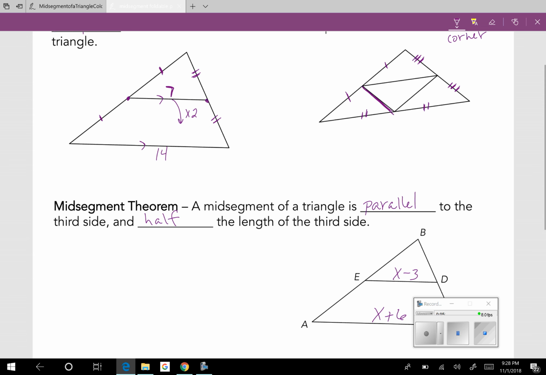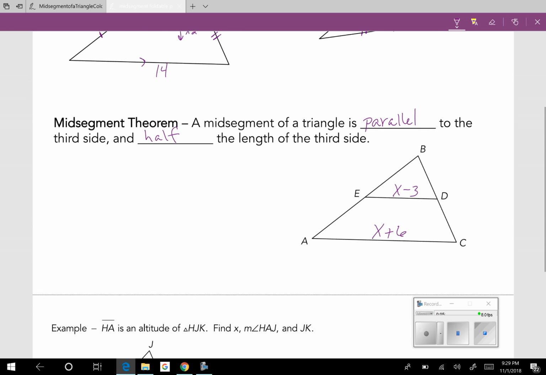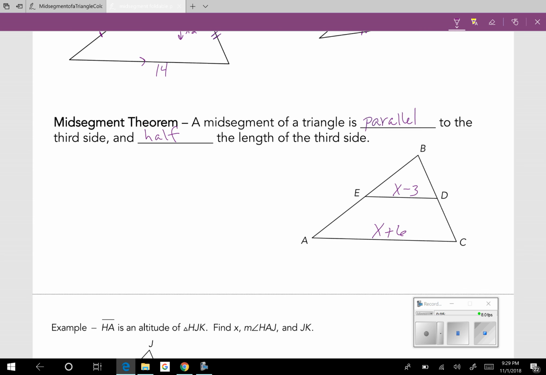So your midsegment is always half. If you're going from the bottom up, you are dividing by 2. If you're going from the midsegment down, you're multiplying by 2. So we'll do a quick example here that's similar to some of the ones on your worksheet.